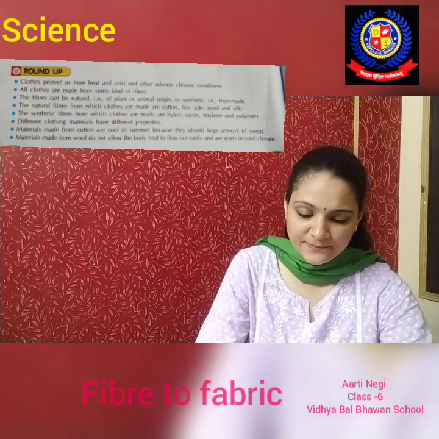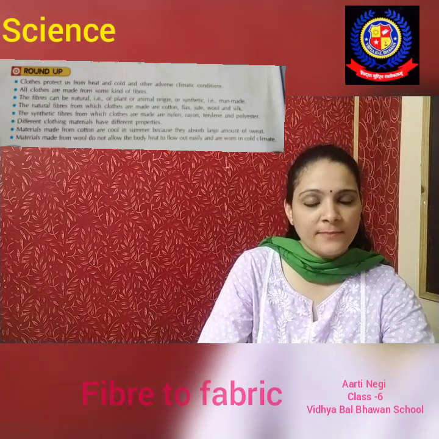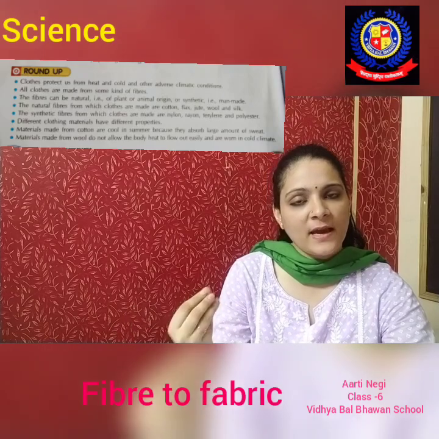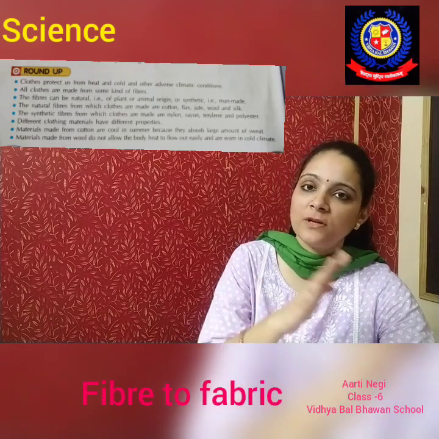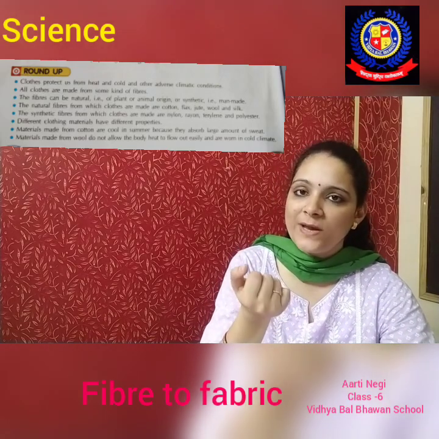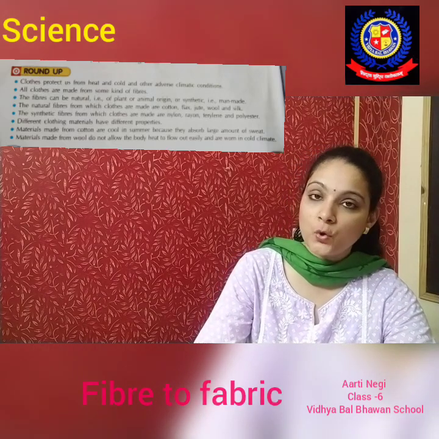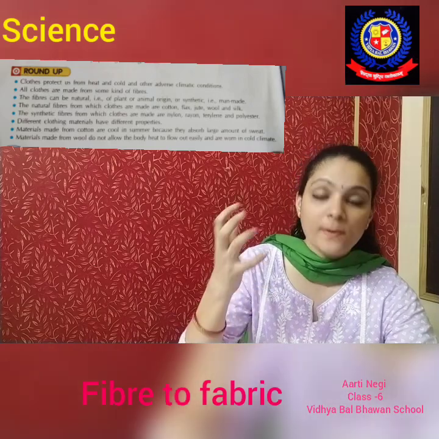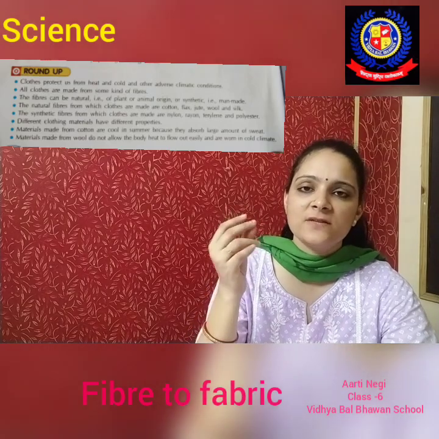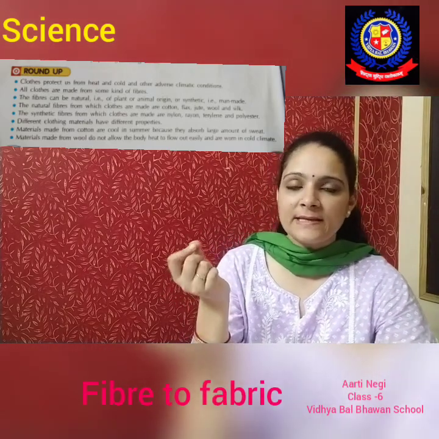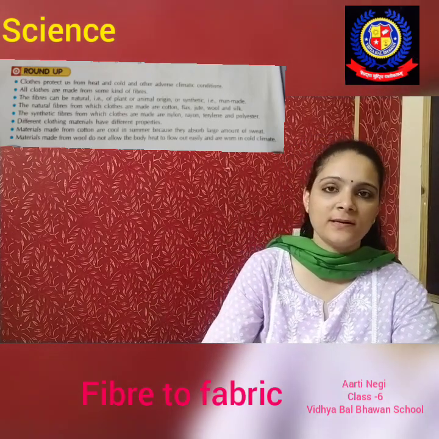Now the different clothing materials have different properties. Like cotton clothes are very suitable for the summer season, and woolen clothes are favorable during the winter season. Materials made from cotton are cool in summer because they absorb a large amount of sweat. It means the cotton clothes that we wear nowadays are very good absorbents of sweat. That's why they feel very cool and relaxing during the hot summer season.